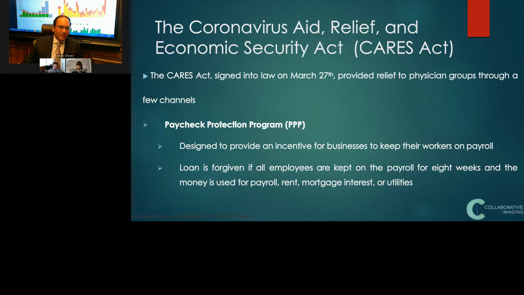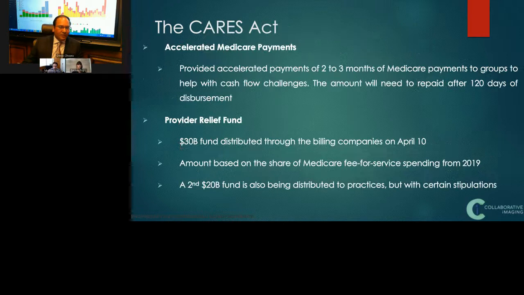The CARES Act that came about on March 27th was a big savior. It provided the Paycheck Protection Program. And basically it said, as long as you keep your employees on your payroll, the government's going to give you 8 weeks of payroll to make ends meet. You can use that money for payroll, rent, mortgage, interest, or utilities. Again, that's 8 weeks. This is going to last longer than 8 weeks. So we need to see where we're going to be after this 8 weeks period is over.